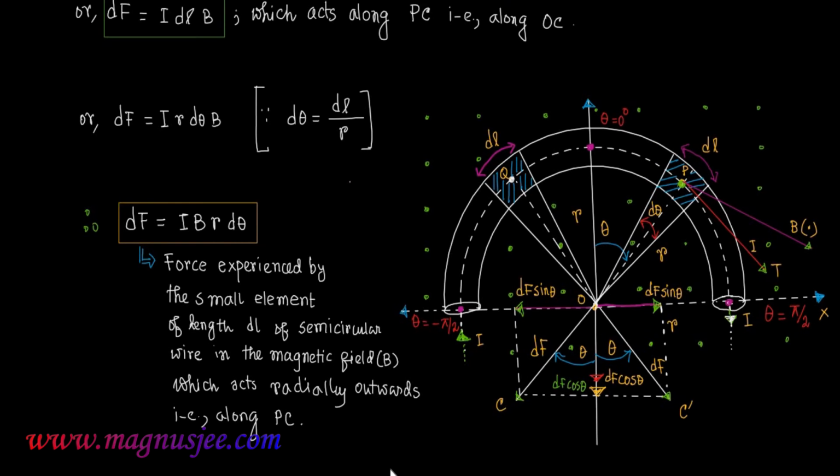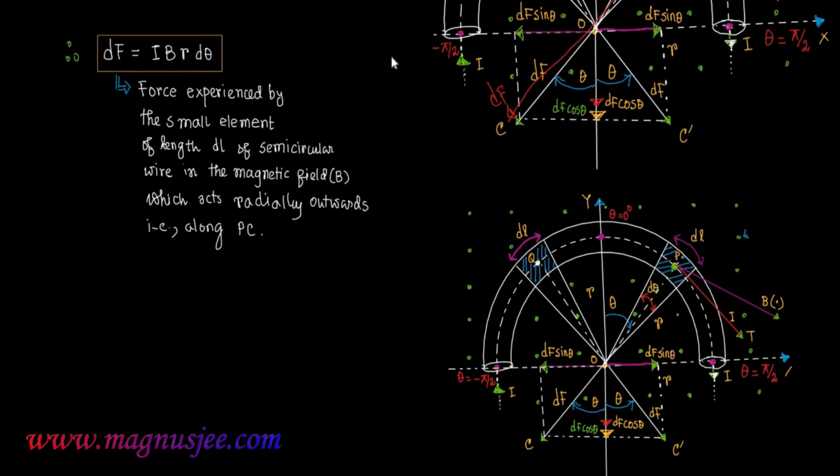Now, this is the small element at the point P on the semicircular wire, and this small element experiences a force dF along the direction PC.